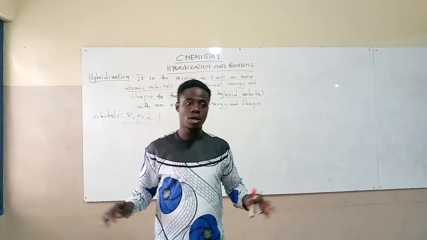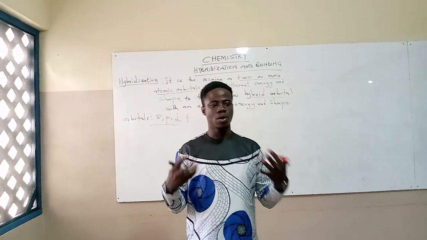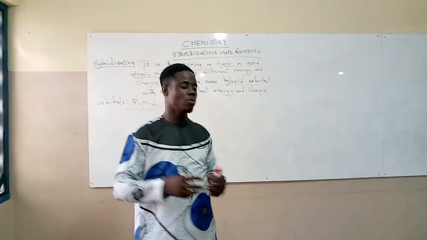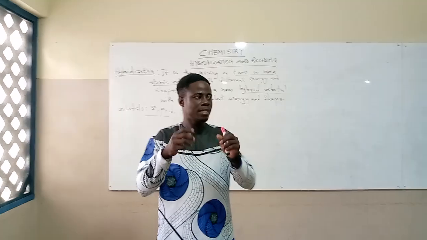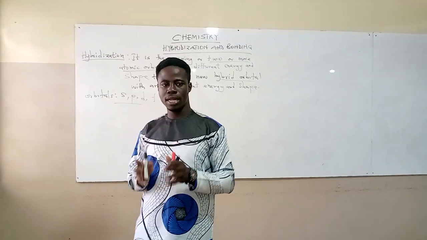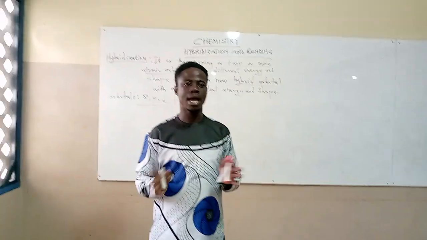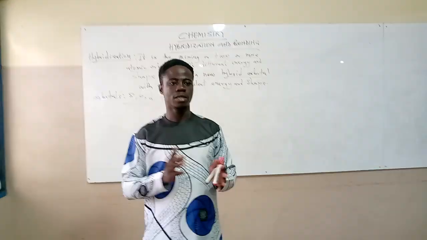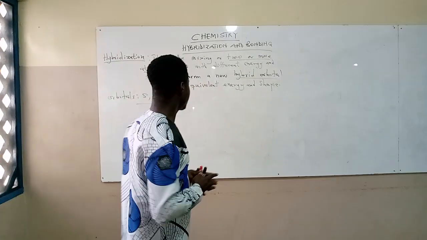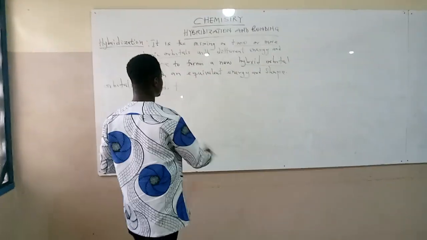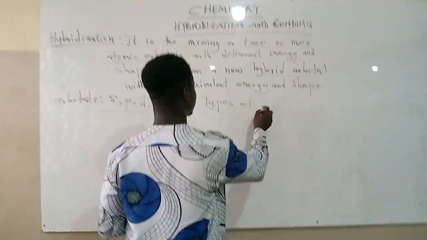However, it is not all covalent molecules in which hybridization occurs. When we study further, we will realize the main types of covalent molecules in which hybridization can occur. That will lead us to a concept called sigma and pi bonds. These are the special covalent molecules that undergo hybridization. So having said this, let's now talk about the types of hybridization.